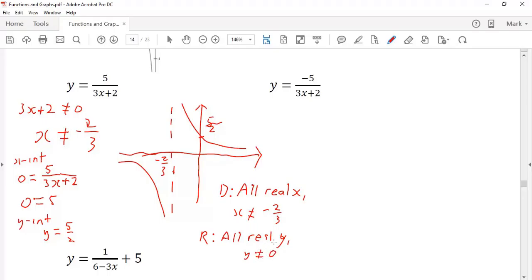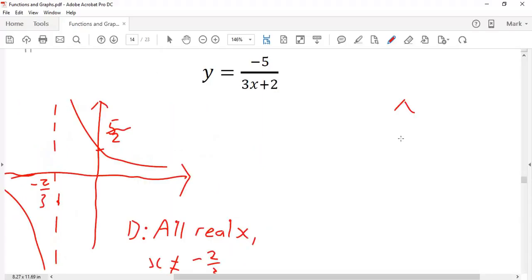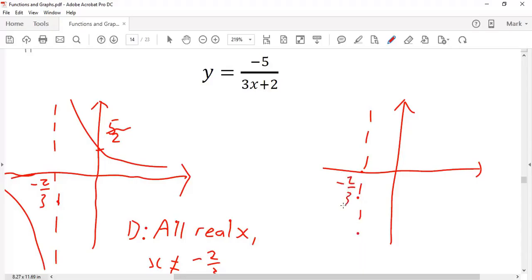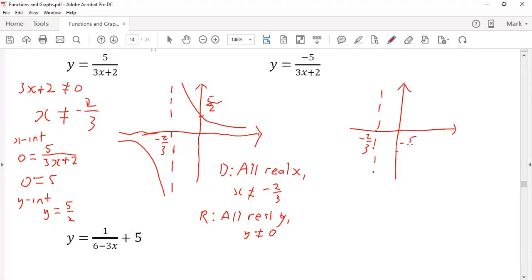So I'll just graph the other one quickly. So it's pretty much just the same. We've done all our working out. So negative 2 over 3. And obviously having a negative there is just going to change the y-intercept to negative 5 over 2. But apart from that, our graph is just the same, just in different quadrants. So I'll cut through there, and I'll go through there.